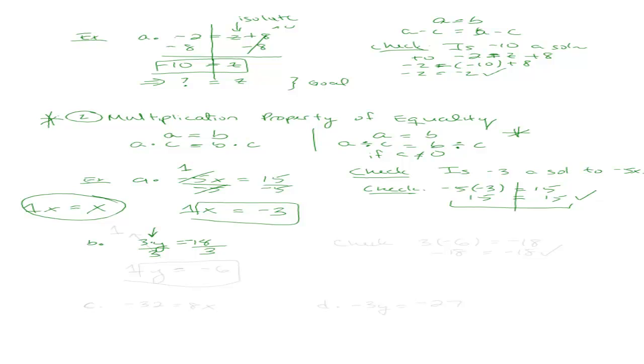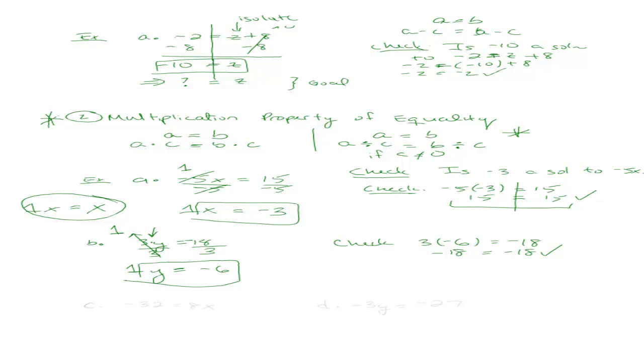So 3 times y divided by 3 will just leave y by itself, because 3 divided by 3 is 1, so that will just leave me with a 1y. And on the right side of the equal sign, negative 18 divided by 3, well, that's negative 6. So my answer is y equals negative 6. Let's check. I am going to plug in a negative 6 wherever I had a y. 3 times negative 6 is negative 18. And because the right side was also negative 18, I know that my answer is correct.